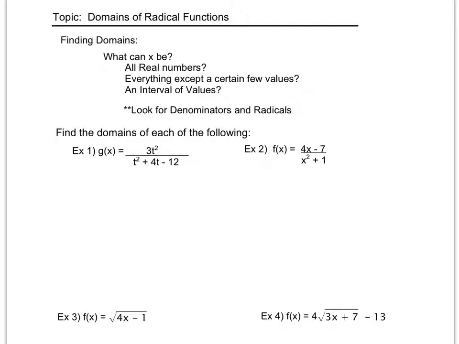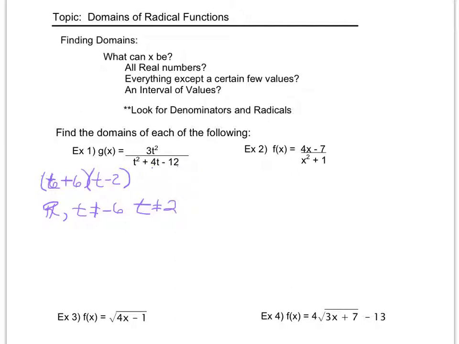In example 1, right away I see I have a denominator. My denominator cannot be 0. I see that it's factorable: positive 6 times negative 2 is negative 12 and adds to be 4. So my denominator factors to be t plus 6 times t minus 2, which means that my domain for this function is all real numbers except t cannot be -6 and t cannot be 2.